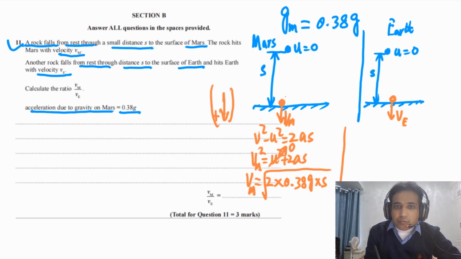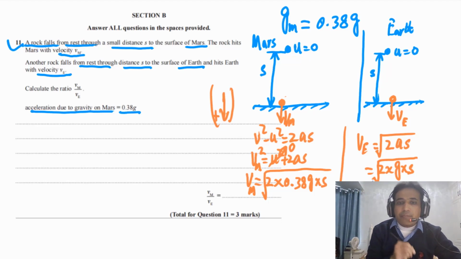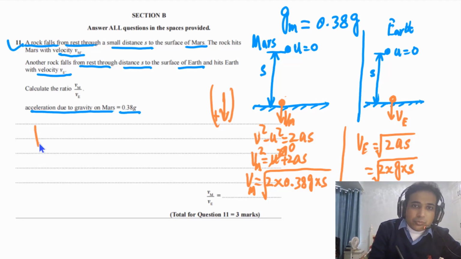And the same we can do for ve. So ve has to be equal to the root of 2as, so we can say this is the root of 2 times g times s. So this is the value of ve. Now we need to find the ratio between these two. So vm divided by ve.